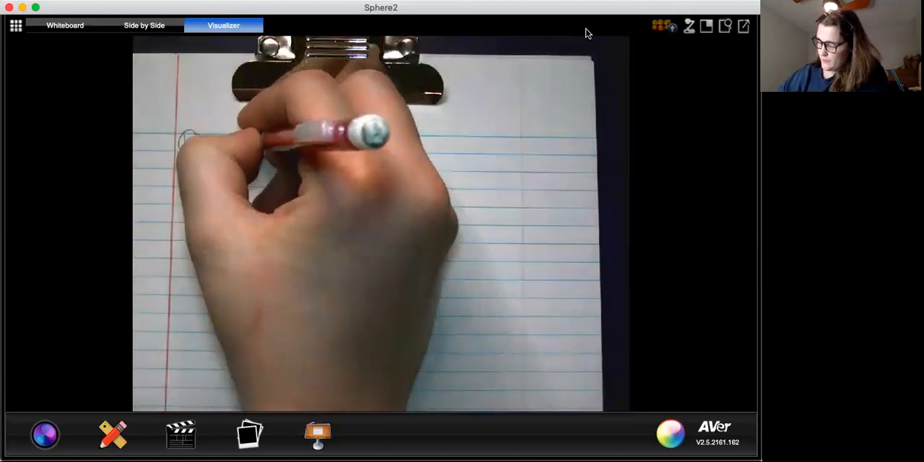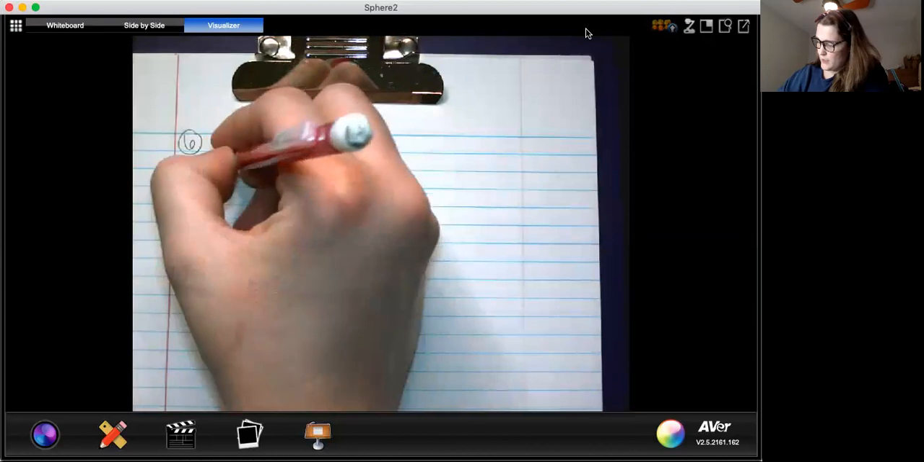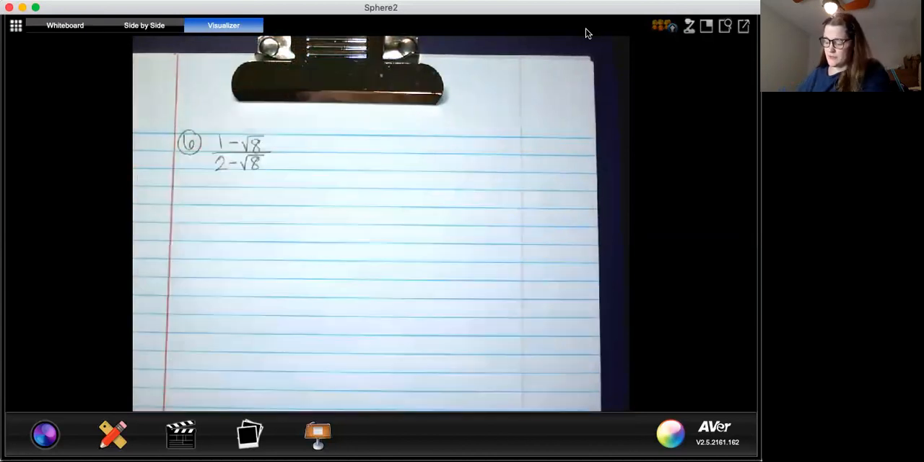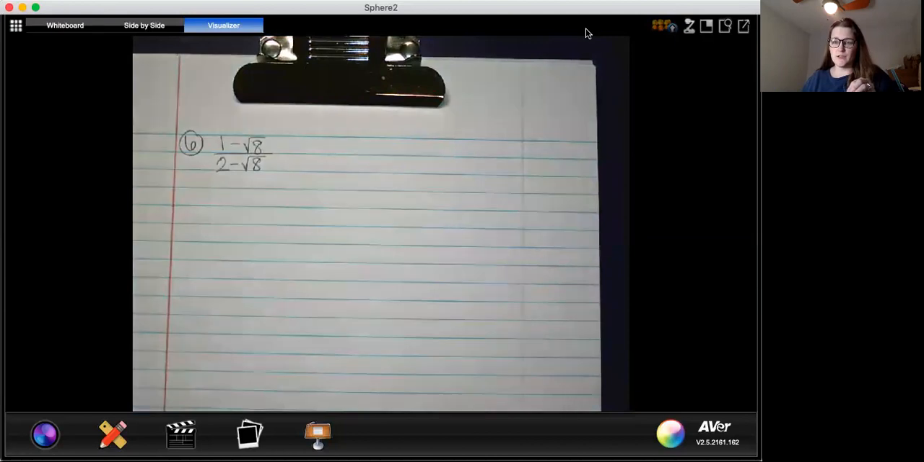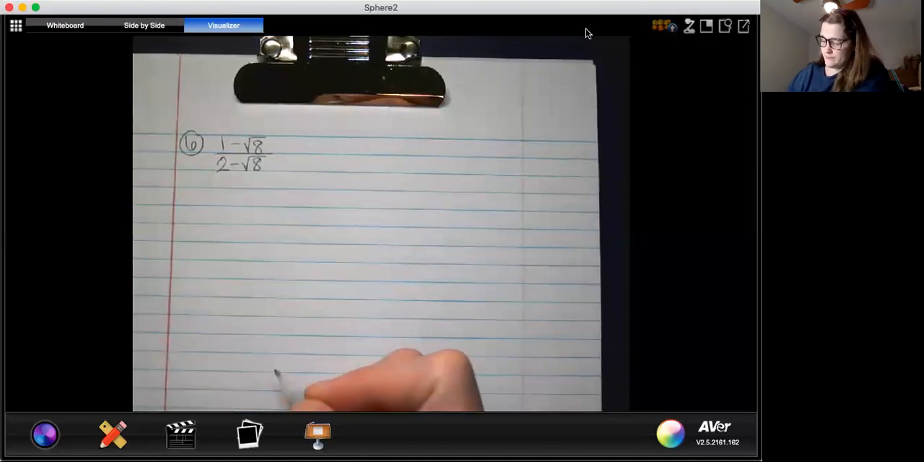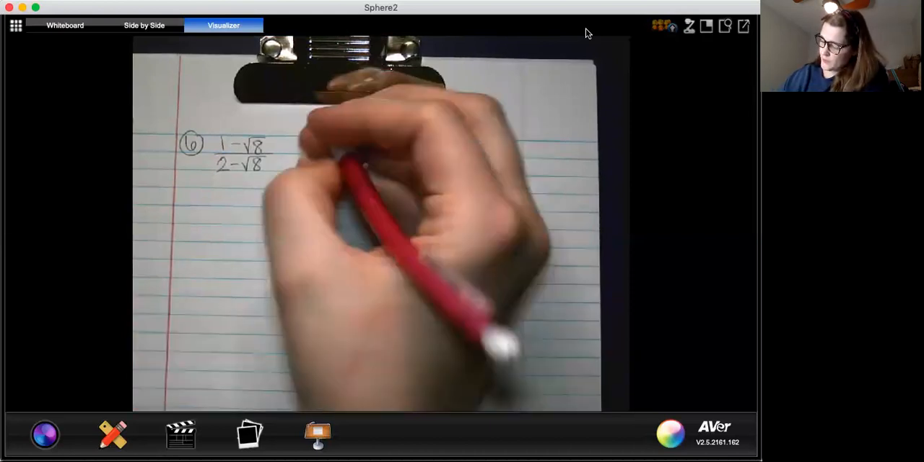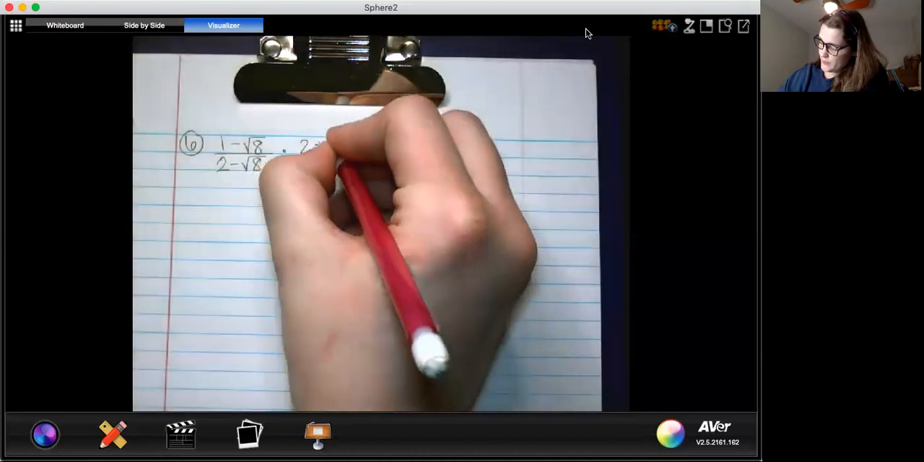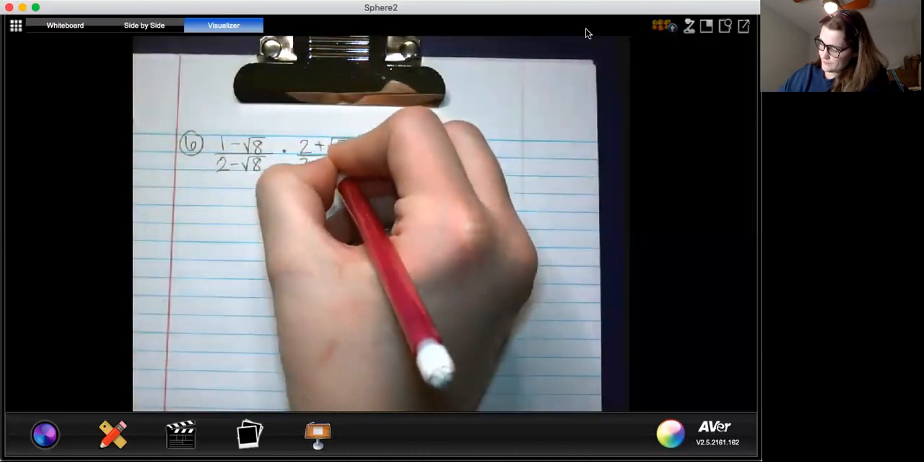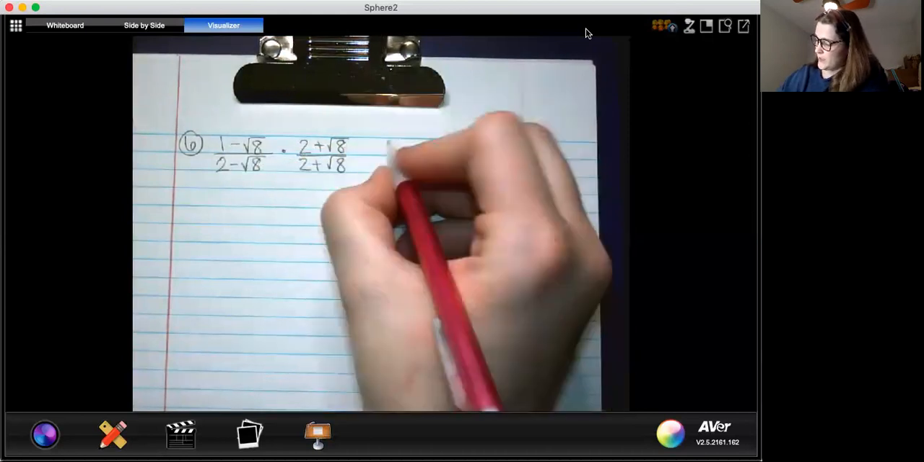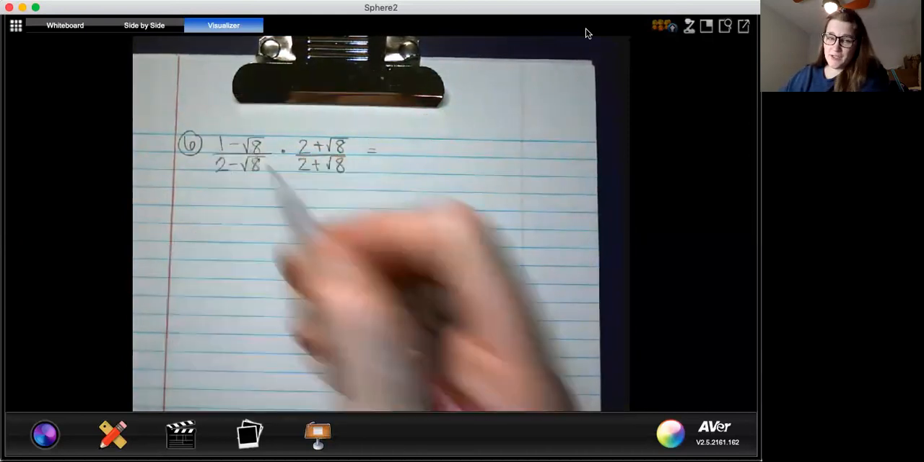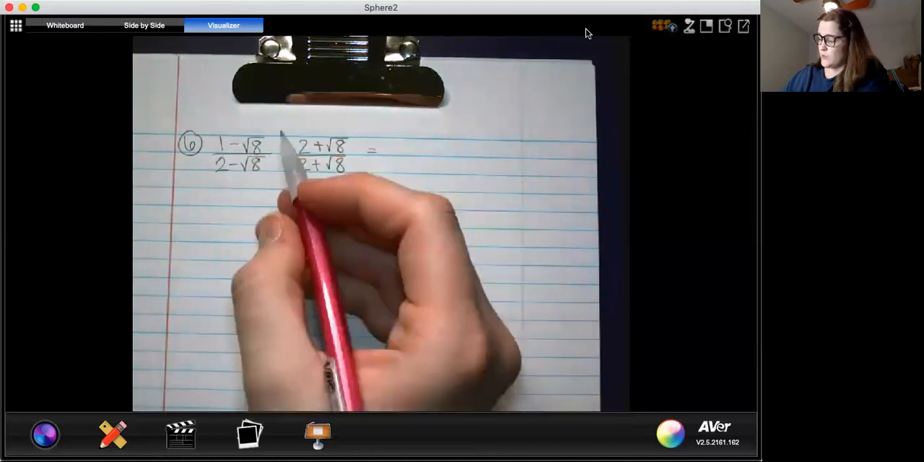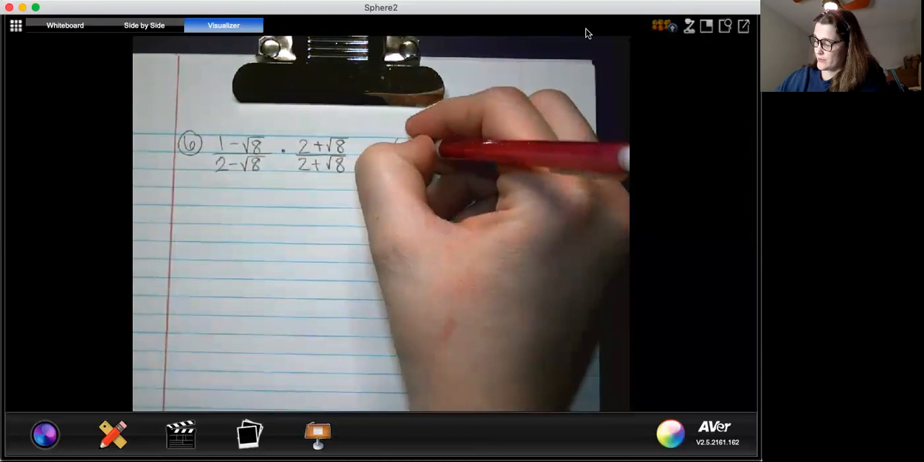One minus the square root of 8 divided by 2 minus the square root of 8. Now in this case, we have some rational numbers and we have radicals. They're not both in radicals. So when we multiply, we're going to multiply by 2 plus the square root of 8. And because we now have a binomial in the numerator, we're going to have to FOIL the numerator as well.